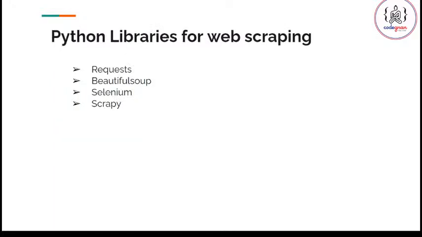Now let's talk about the libraries that are there in Python for web scraping. So there is requests, then Beautiful Soup, then Selenium, there is the Scrapy framework, and here we're going to talk about requests, which is used to send a request to any website and get their content. Then Beautiful Soup is used to get their source code and scrape our information from that.